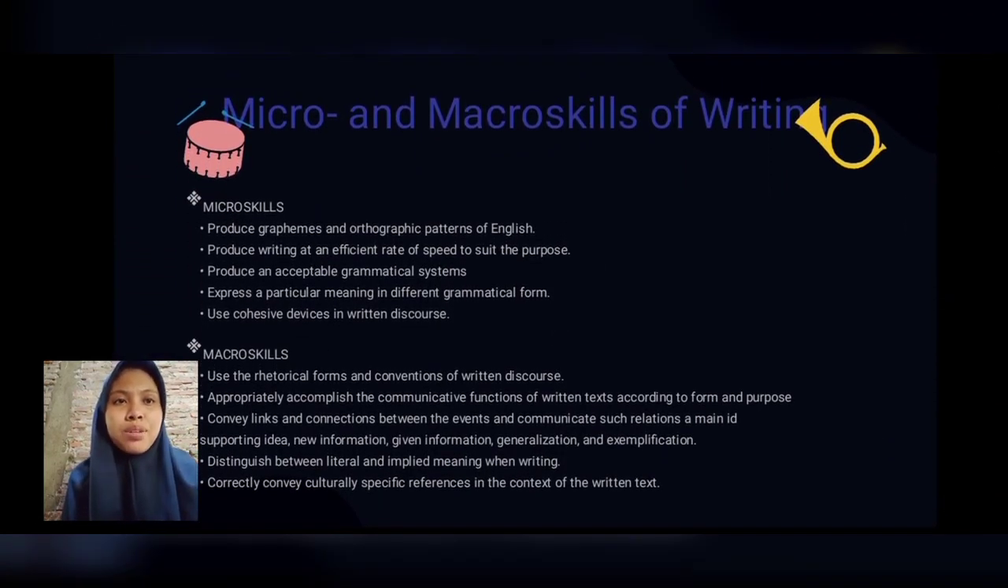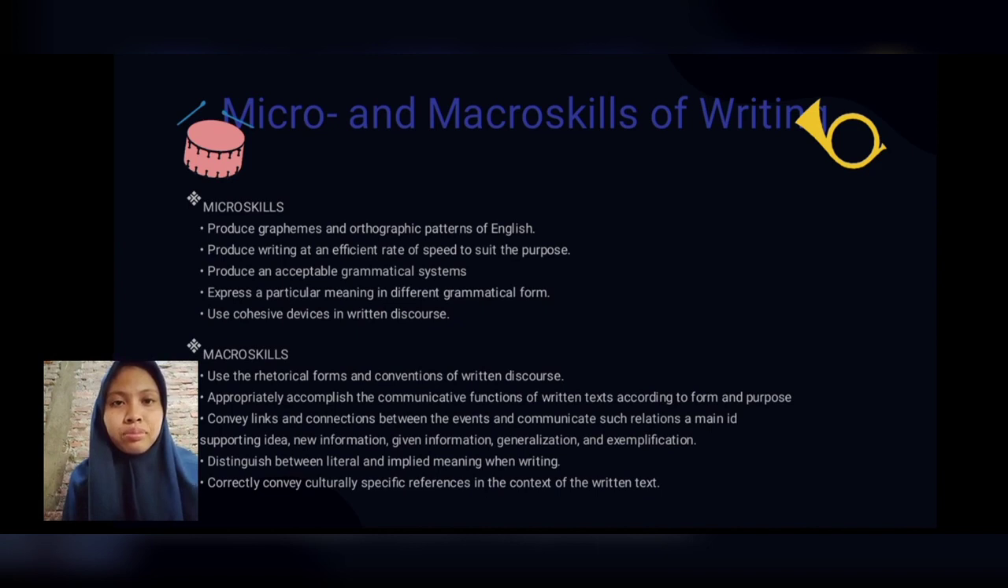Micro and macro skills of writing. Micro skills have 5 parts of writing. The first is to produce graphemes and orthographic patterns of English. The second is to produce writing at an efficient rate of speed to suit the purpose, and then produce an acceptable grammatical system, and then express a particular meaning in given grammatical forms, and the last is to use cohesive devices in writing discourse.